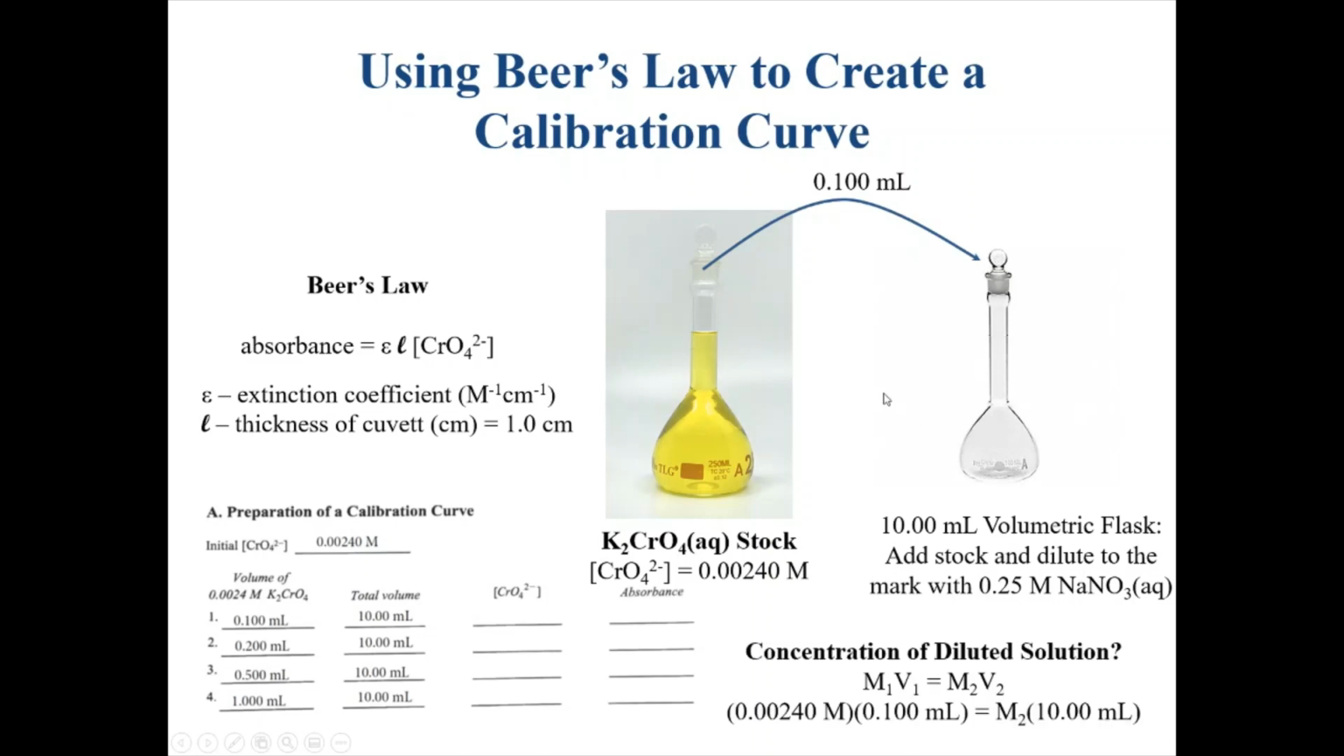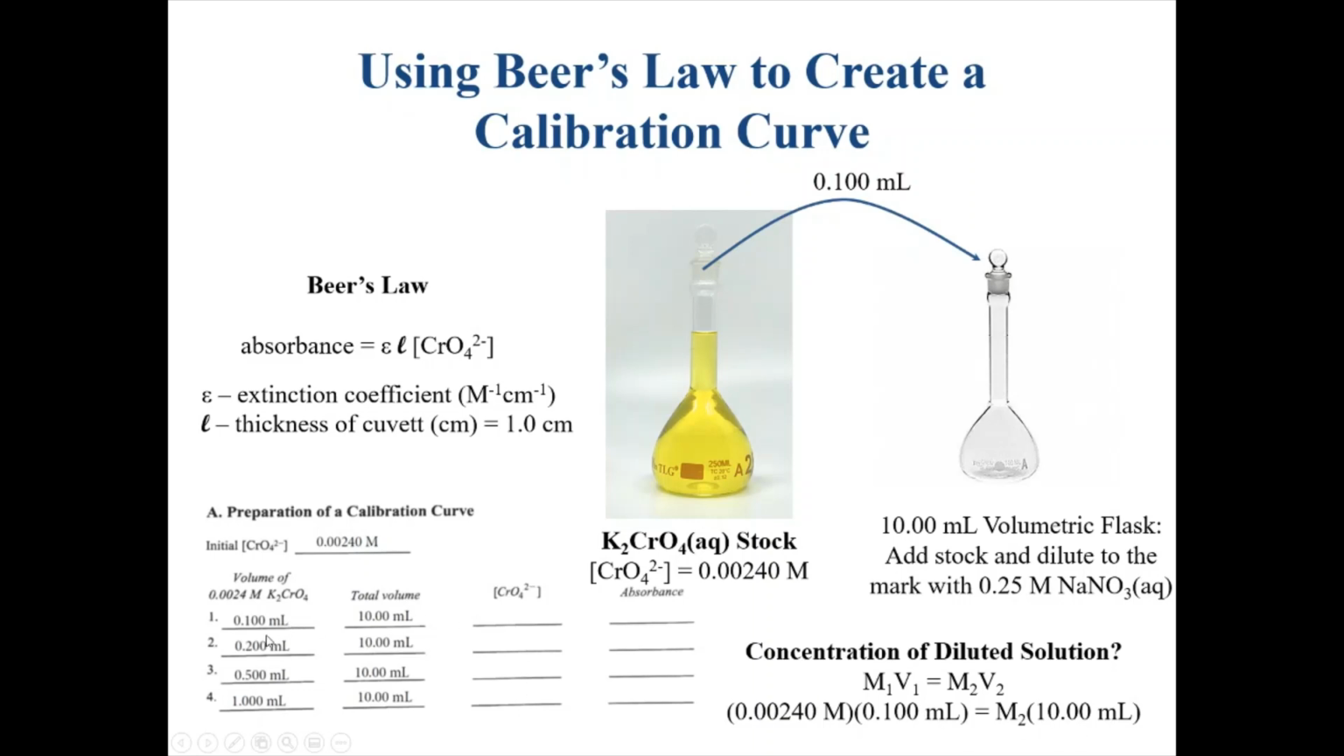The way that we're going to figure out the concentration of the diluted solution is through the dilution equation, M1V1 equals M2V2. So if we started with 0.1 mL, and we dilute to a total volume of 10 milliliters, we can take our concentration of the stock solution times the volume that we use in the transfer, 0.1 mL, and then when we fill the volumetric flask to the mark, we're going to get a total of 10 mL. From this, you can calculate the concentration of the diluted solution by dividing these two numbers by 10 mL.